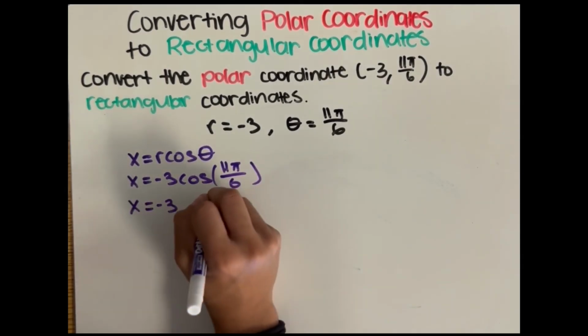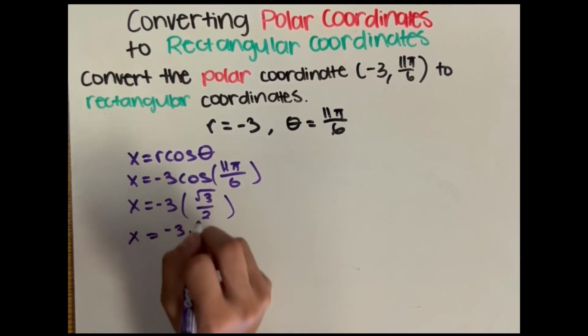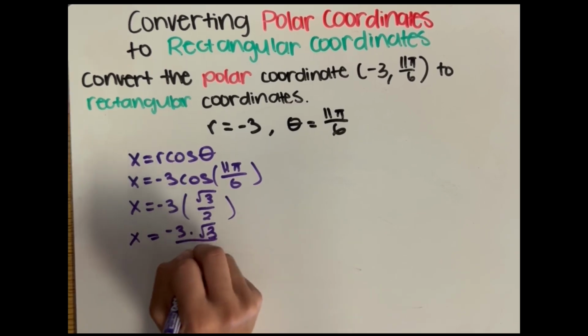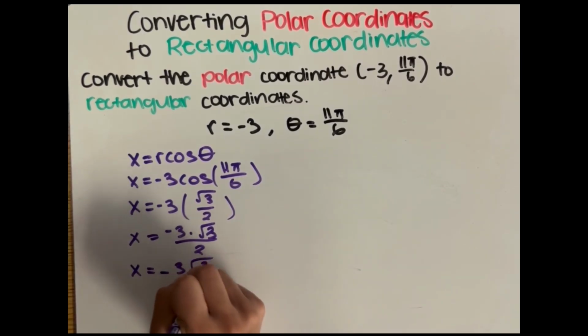Cosine of 11 pi over 6 is root 3 over 2. So now the equation is x equals -3 times root 3 over 2. So our final x-coordinate is x equals -3 root 3 over 2.